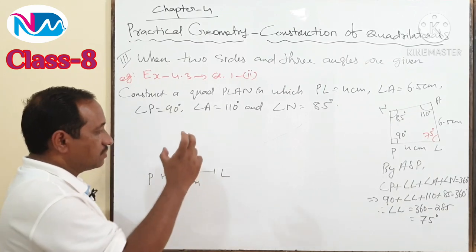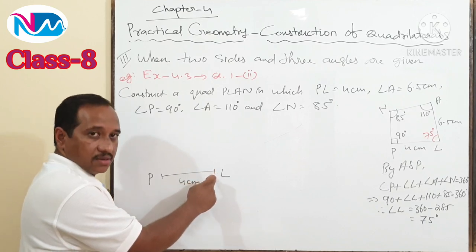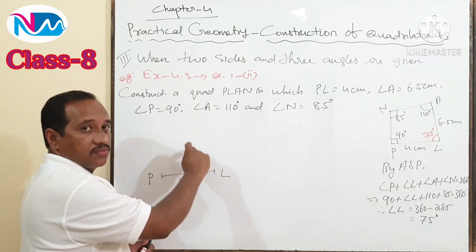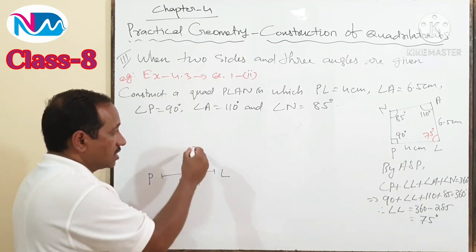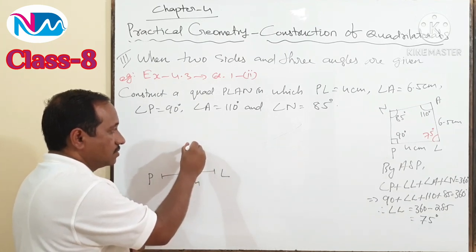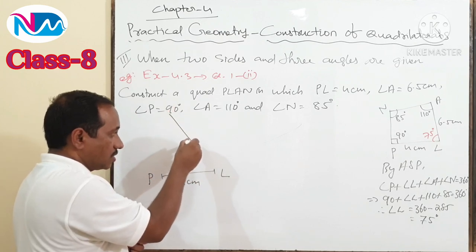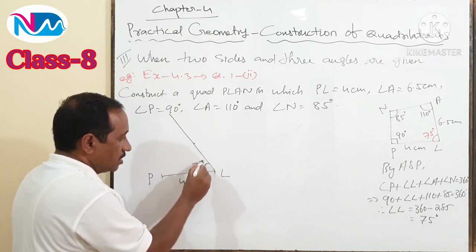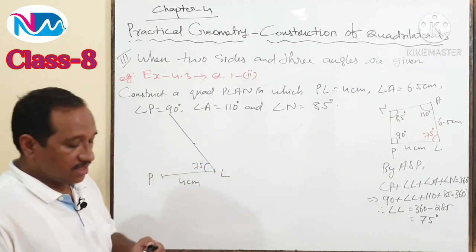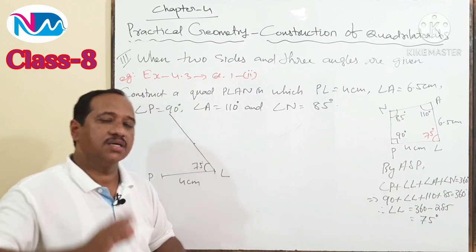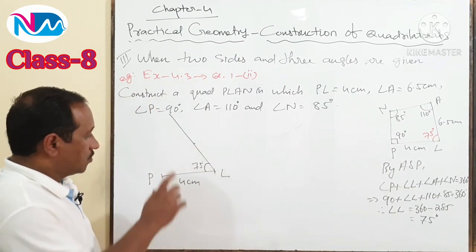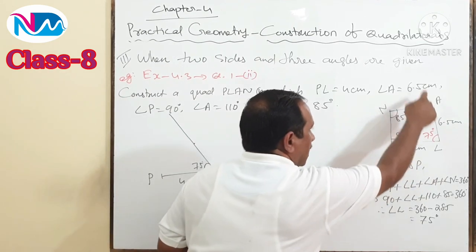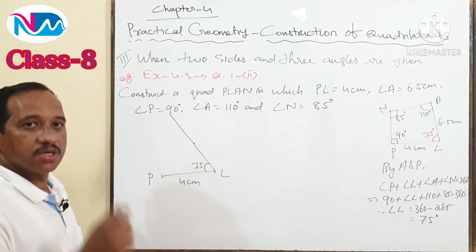For that, keep the center of the protractor at L. Start counting from the left-hand side: 0, 10, 20, 30, 40, 50, 60, and you mark 75 degrees and complete the angle 75. So, what is the measurement of the angle? This must be 75 degrees, and this construction can be done by protractor. Now, we have PL and angle L 75. What is LA? LA is 6.5.